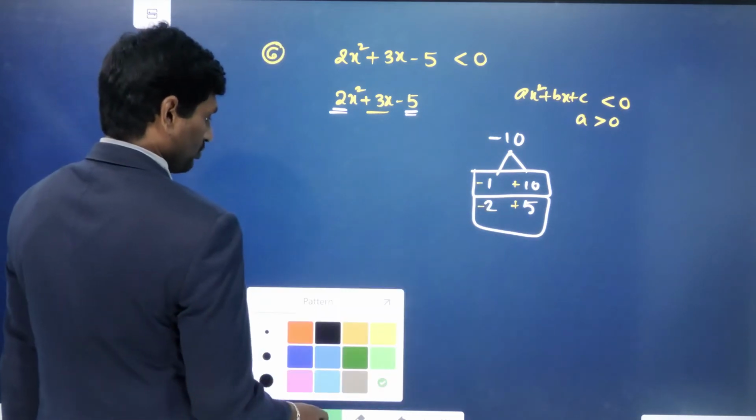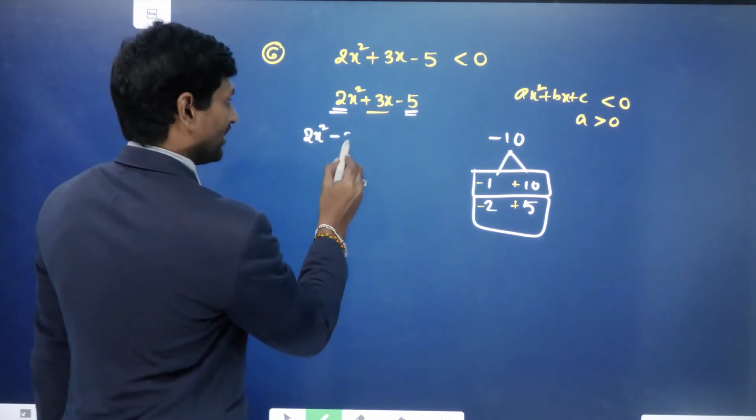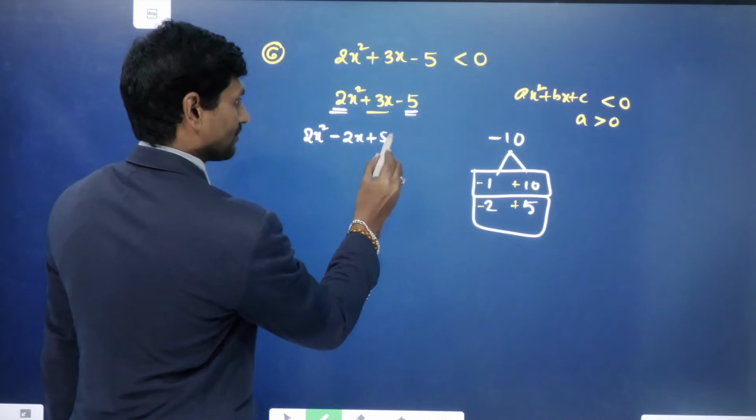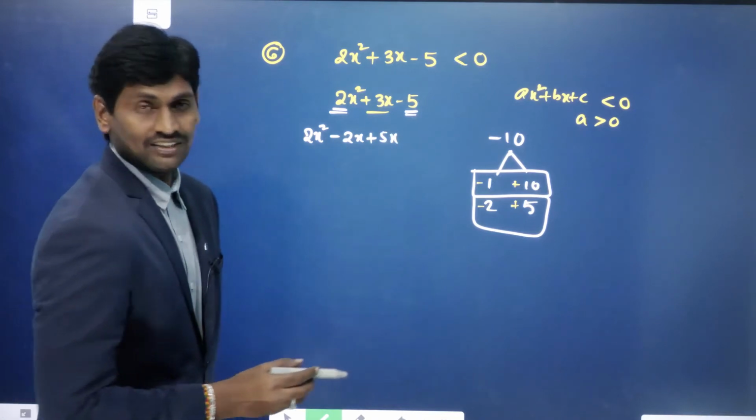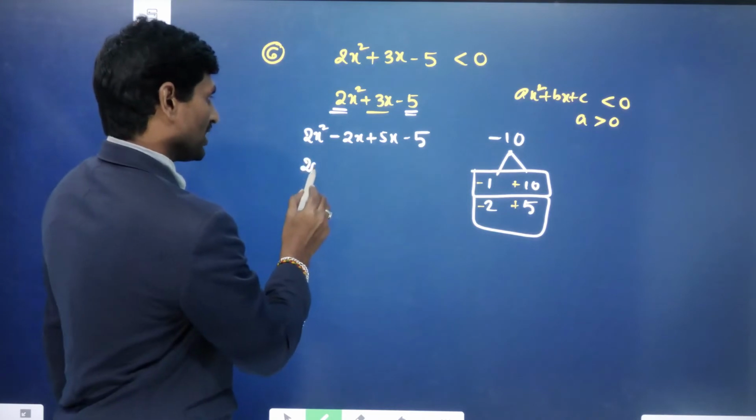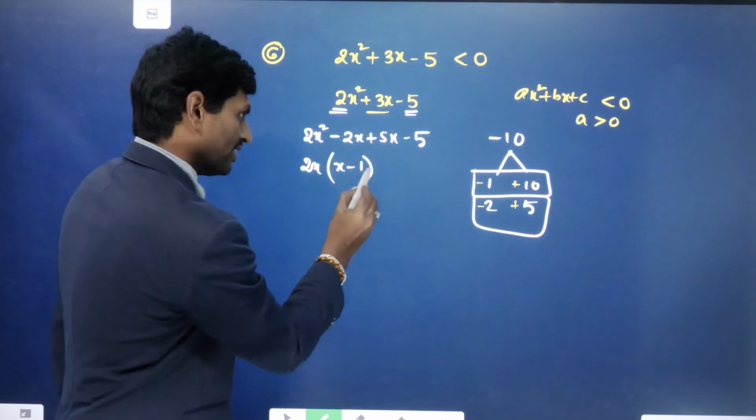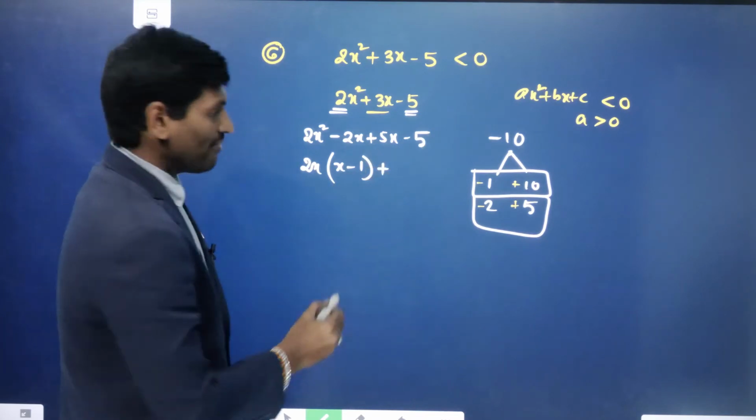So we can write this as 2x square, and 3x I am writing as minus 2x plus 5x. That means 5 minus 2 is 3, right? And minus 5. From the first two terms I can take 2x as common. x remains here, minus 1 remains. From this, 5 common.